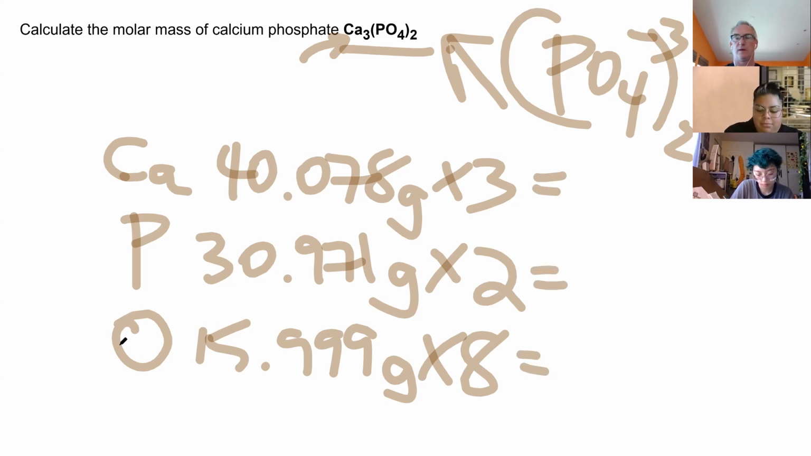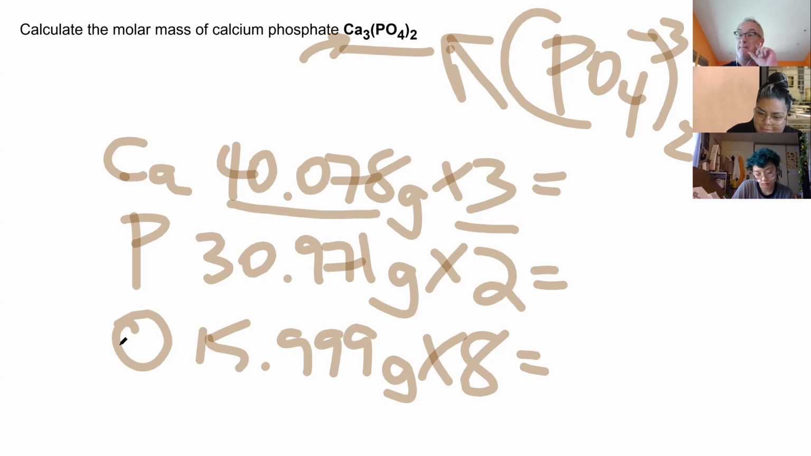So what do we do next? Add them together. But when we're multiplying, since this has 5 significant digits and this is only 1, should our answer have only 1 significant digit in it? No. Why not? Counting.